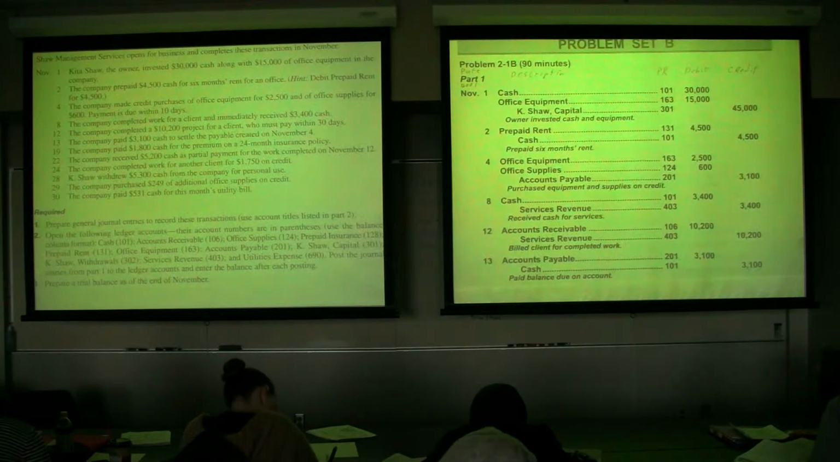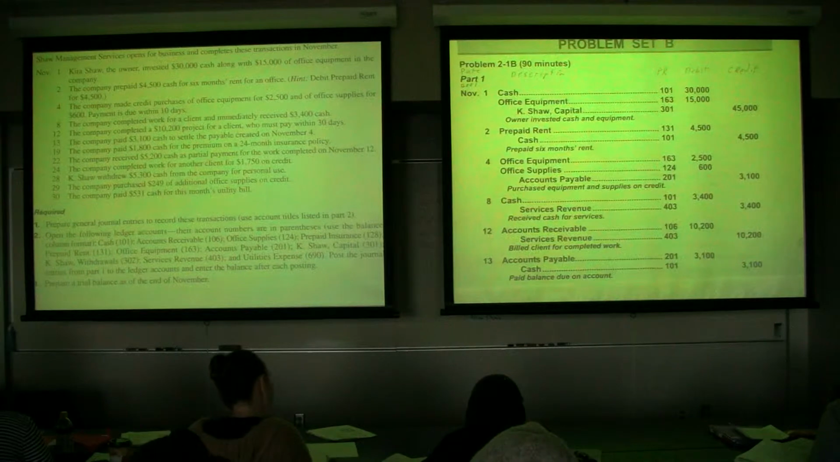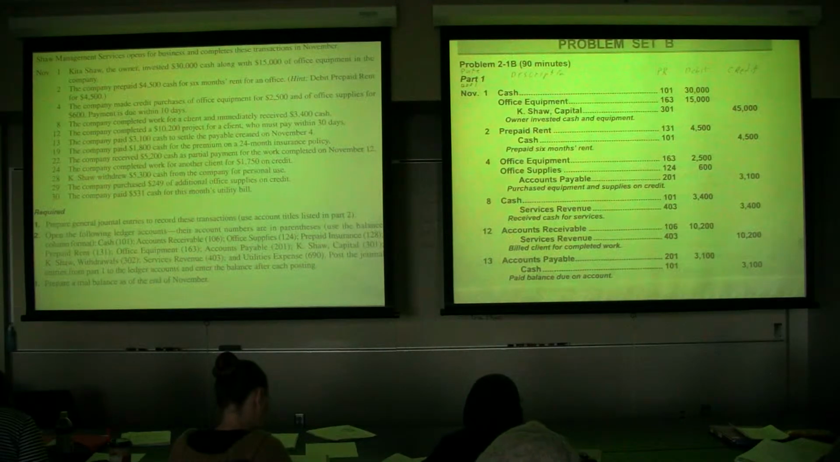I don't know, like which one comes first, like cash comes first or? Whatever the debit is. The account that gets debited will be the first one. And the credits go second. And if there's two debits, both of them go first.